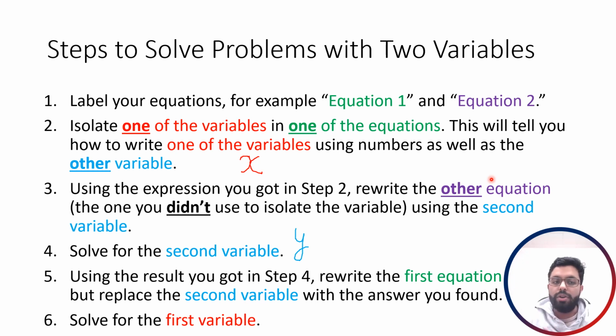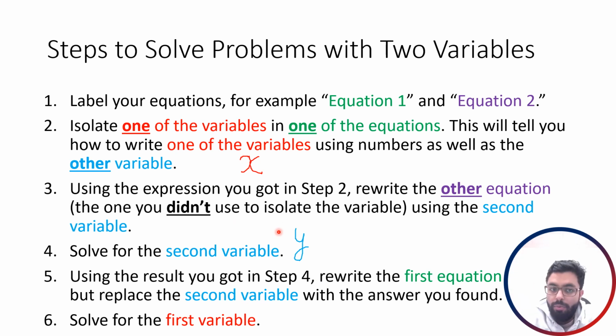And what that does is it turns it into a 1 variable equation, which is something that we know how to solve because we already talked about how to solve algebra problems with one variable. So isolating x in one of the equations allows you to write the other equation as a one variable problem with this other variable, with y. And that lets you solve for y.